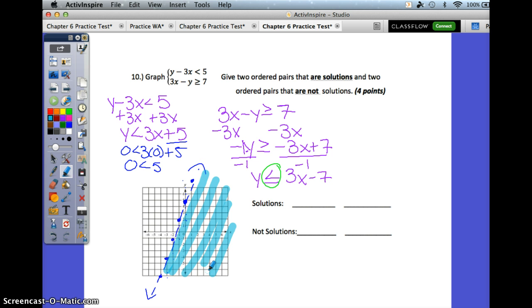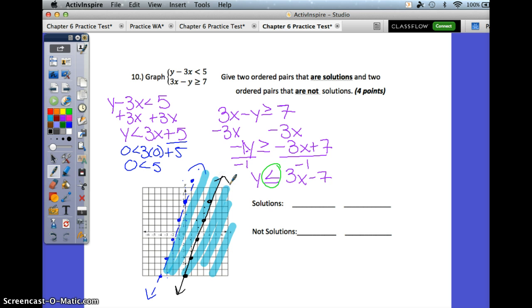Our second one, we have a y-intercept of negative 7 and a slope of 3. So go up 1, 2, 3, right 1, up 1, 2, 3, right 1, up 1, 2, 3, right 1, up 1, 2, 3, right 1. And connect with a solid line this time.